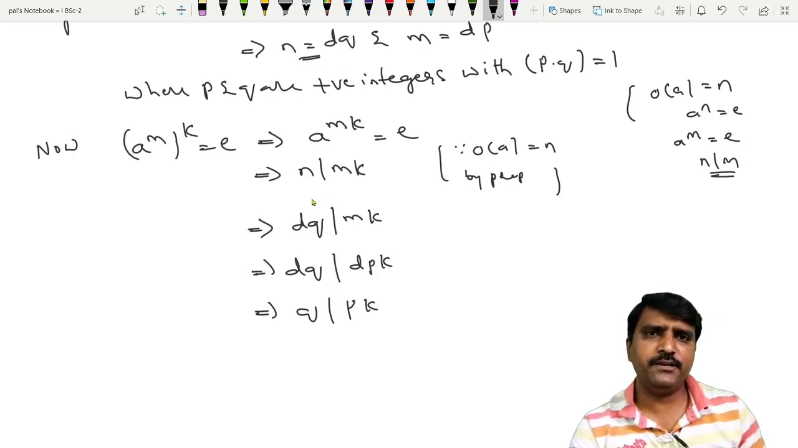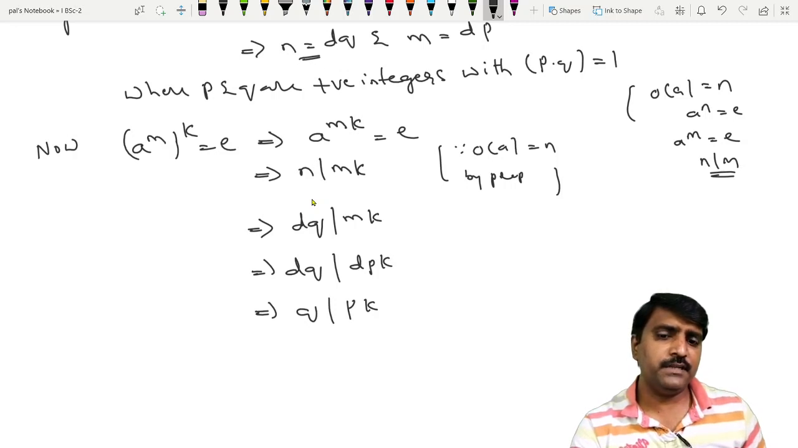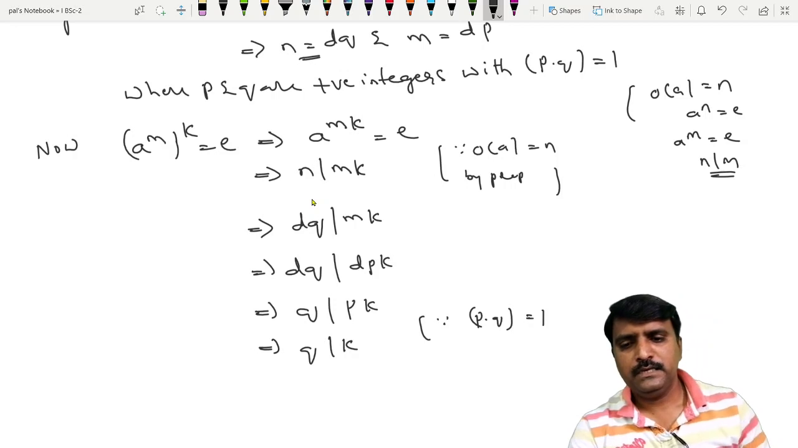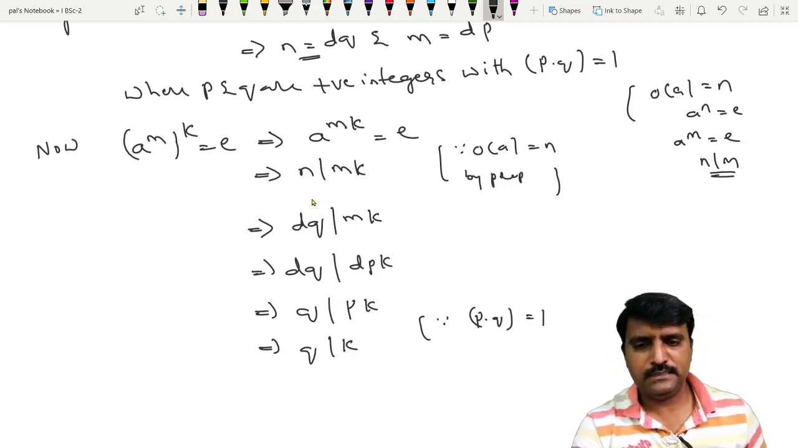But p and q are relatively prime. Their GCD is 1. Q never divides p, and p never divides q. But q divides p into k. That means if q divides pk, then q must divide p or q must divide k. But q does not divide p, so then definitely q divides k. So which implies that q divides k because p and q are relatively prime.